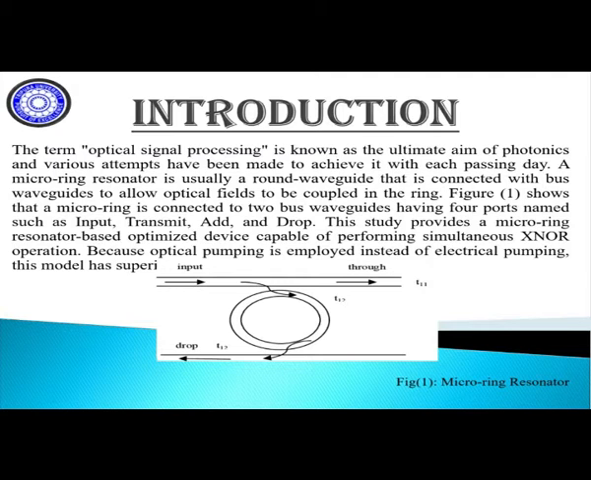The figure below shows that a microring is connected to two bus waveguides and has four ports named input, transmit, add and drop. The signal appears at the transmit port when the input signal wavelength and the resonance wavelength of the resonator are different. But when the input wavelength and the resonant wavelength are the same, the signal is coupled from the bus waveguide to the ring waveguide and appears at the drop port.